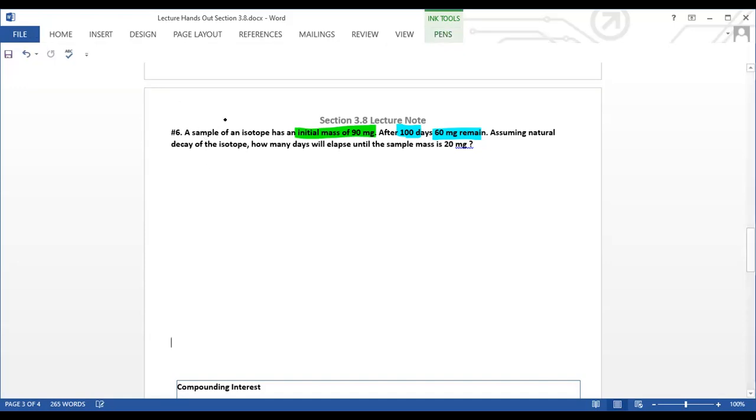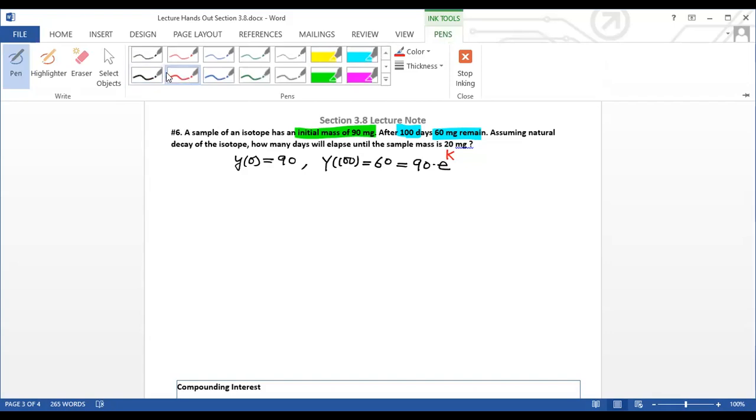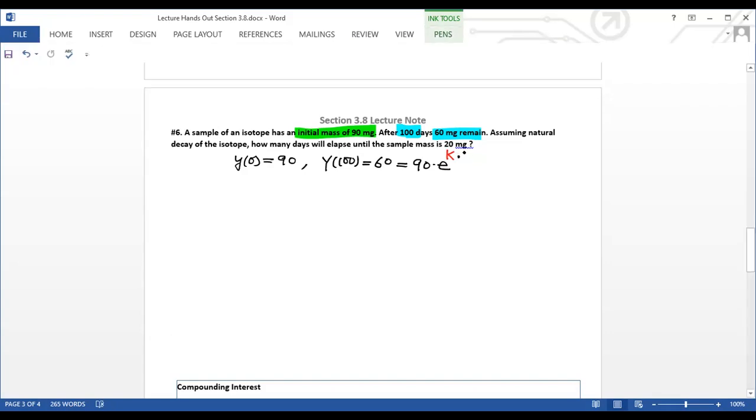Okay, so let's see here, the initial. I know that Y0 is what? It's 90, right? Then they say at T 100, so it's Y100, and how much I have here is 60, right? Okay, so now I know 60 is equal to 90 times e to the K times T. Do I know K? No, I don't know K here. And how many days? It's 100 days.